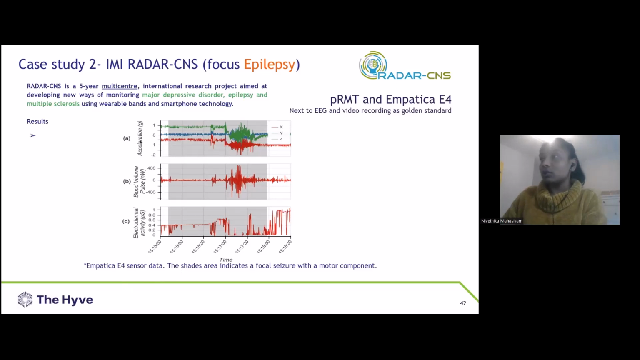So what you see is this is the accelerometer and this is blood volume pulse. So when the seizure is happening, you can clearly see that they have the tremors and the people are moving or shaking. And at the end of the seizure, you would also often sweat. So there's also an increase in the electrodermal activity, which indicates that someone is sweating. So the main conclusion is that at least using these remote monitoring technologies, we are able to record seizures.